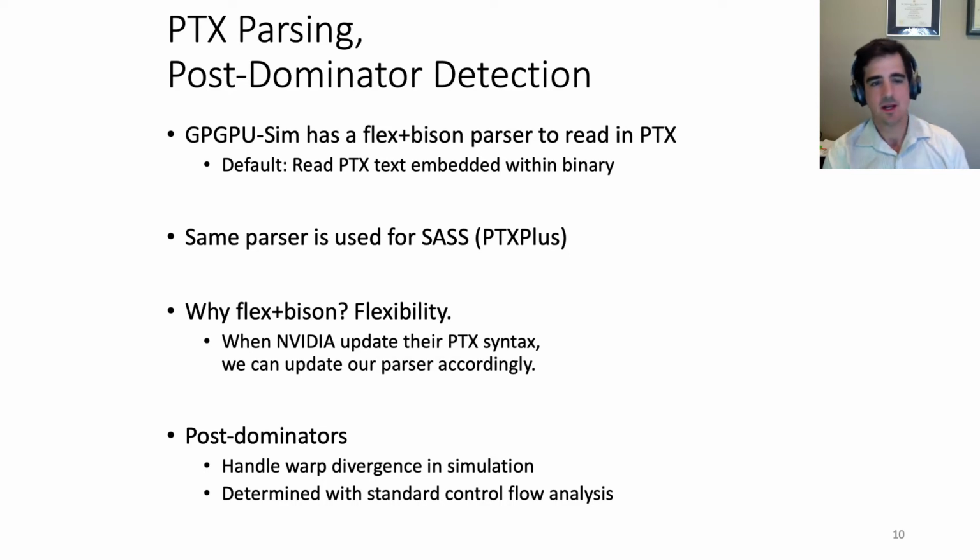In GPGPU-Sim, we don't have to generate any assembly instructions. We have the assembly instructions already, but we need to parse them. So instead of parsing C++ like a normal compiler will do, GPGPU-Sim parses the assembly language to load it into the simulator so that we can use those instructions to actually run the program. And so we use these two tools, Flex and Bison, to do this.